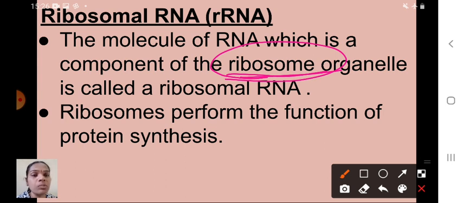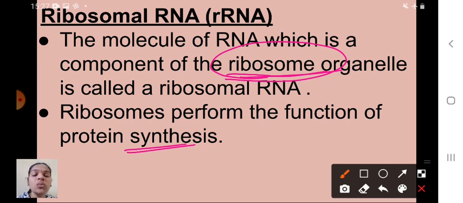These ribosomes perform the function of protein synthesis. As I told, protein synthesis is one of the important functions in our body, which you will study in your 10th standard. So ribosomes mean what? Ribosomes are organelles that perform the function of protein synthesis.